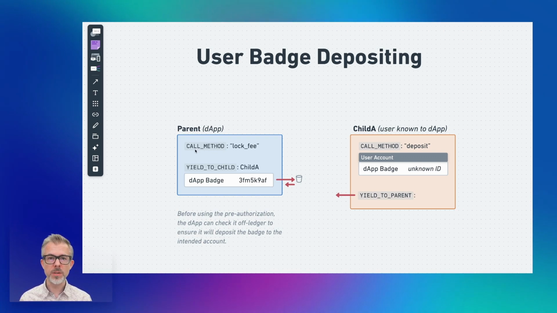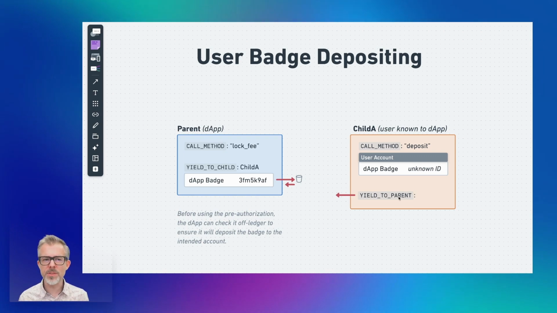And then all you need to do is lock the fee, mint the badge, and then pass it to the child. Actually, I didn't show that. I messed this up. There's supposed to be a command in here to mint the badge from your system, and then you can yield that badge to that subintent, and then it'll be deposited. Super easy. So this, I think, is going to be the right pattern for doing this user badge.